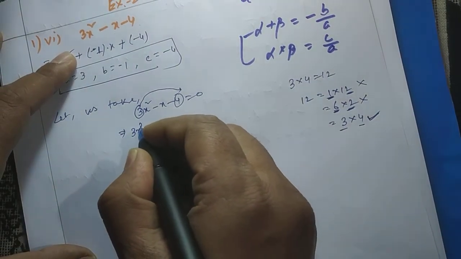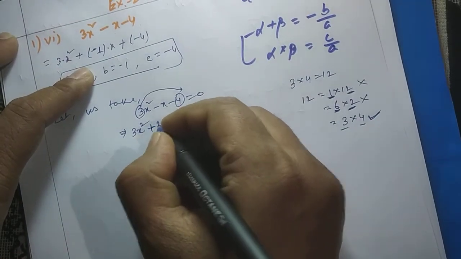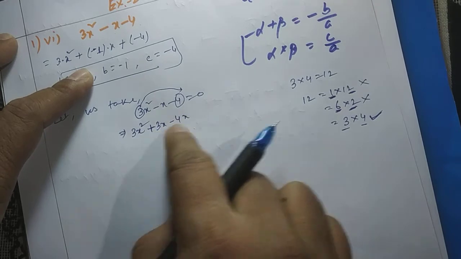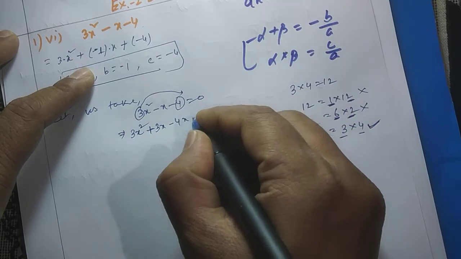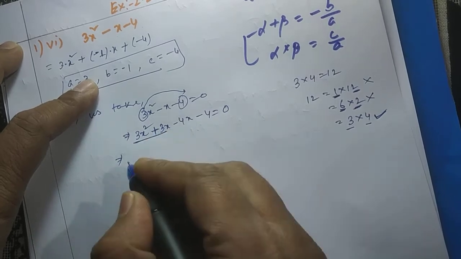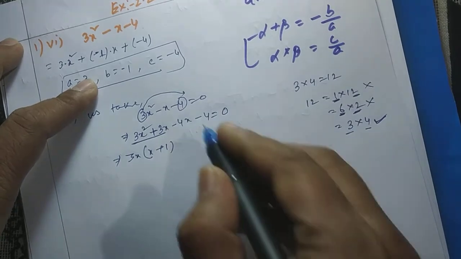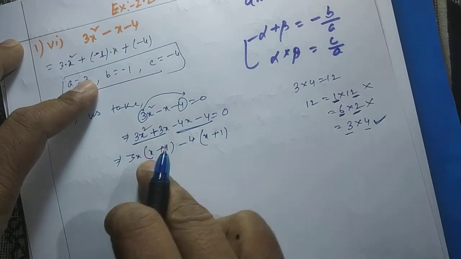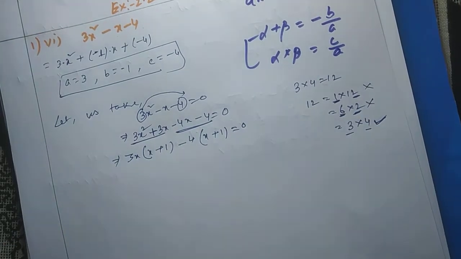Now 3x square will be as it is. This minus x can be written as plus 3x minus 4x. Correct? Now see here, we have used this 4 and 3 here to bring minus 1 in the middle. So minus 4 will be as it is, equal to 0. Now taking 3x common from the first two, it will be 3x into x plus 1. Taking minus 4 common from the last two to bring the same factor. Though we have got same factors, we are happy. Means we are going in the correct way. Equal to 0 as it is.